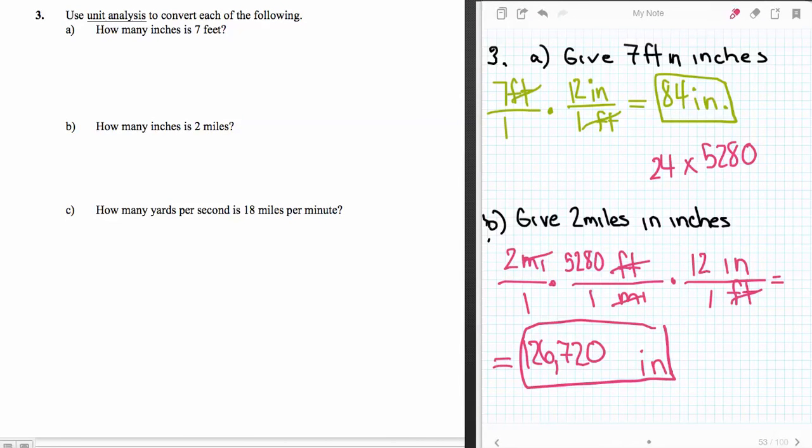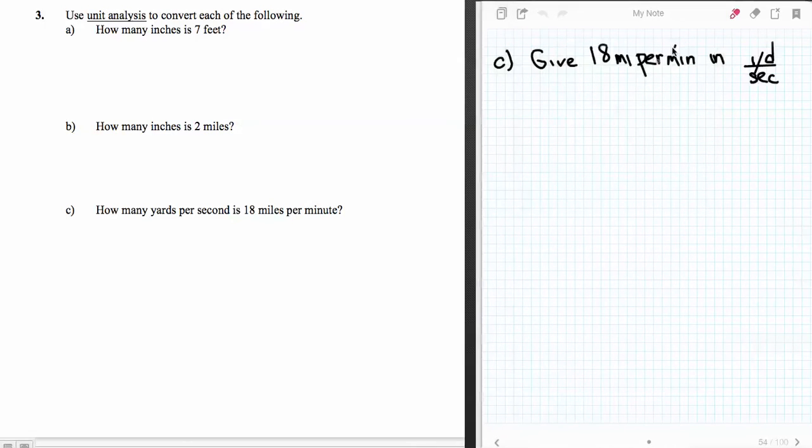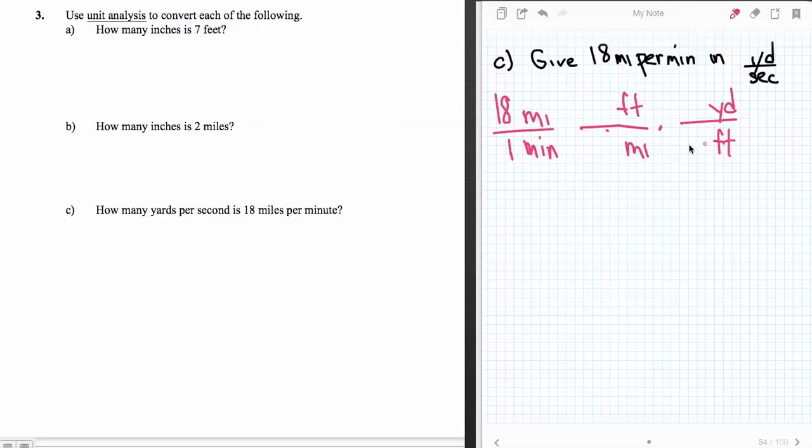And then our last one, we're going to do a double conversion, a rate conversion. So we have 18 miles per 1 minute, and we want to go to yards per second. So we're going to first of all start out with the miles, and I do know the miles to feet, but that's not going to be good enough either, right? I'm going to have to get rid of feet, and I'm going to have to get that into yards. So that's my first conversion there.